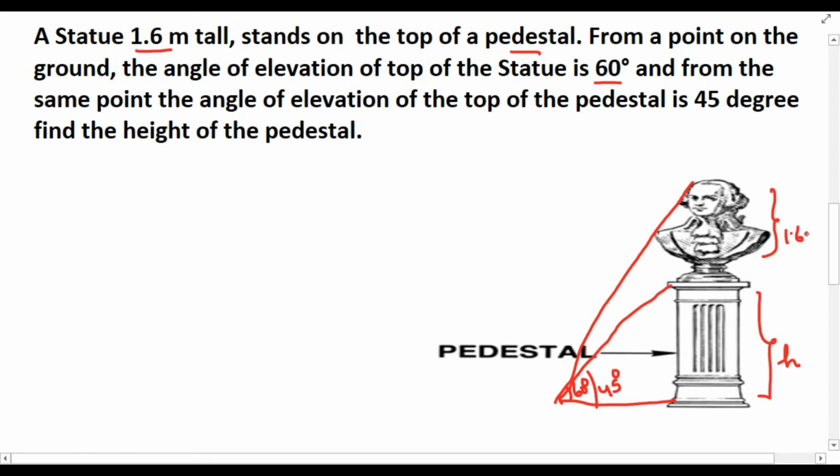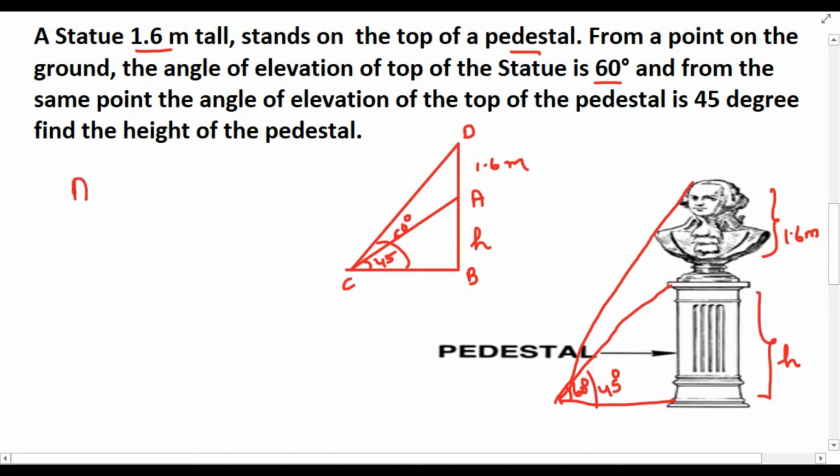This question is somewhat similar to the previous question. In the previous question, the tower is standing above the building and the height of the building is given. We need to find out the height of the tower. Here the statue height is given. We need to find out the height of the pedestal. So now we will draw the right angle triangle and then we will use the trigonometric ratios and solve this problem to find the height of the pedestal.